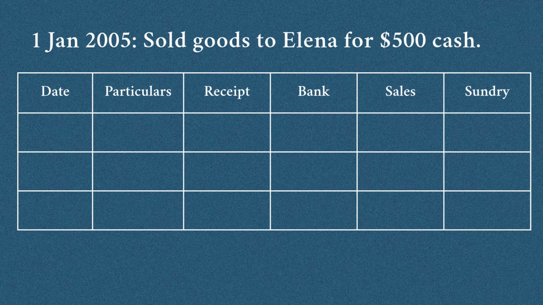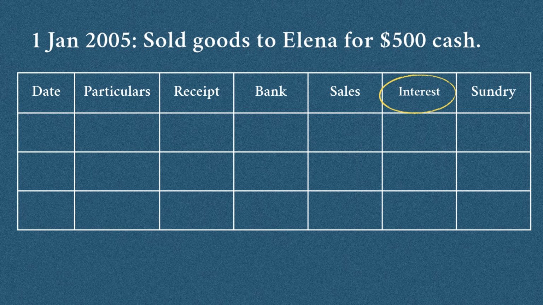Given are columns for dates, particulars, receipt, bank, sales, and sundry. These are not the only columns for a cash receipts journal. There could be more, depending on the number of times an event happens or takes place in the business. For example, if during the month of January the business recognized that they received cash from interest many times during the month, then there should be a column for interest, like this cash receipts journal.